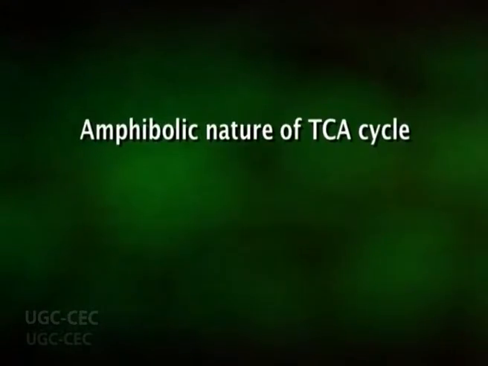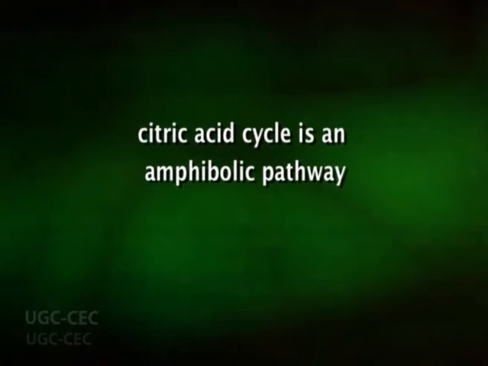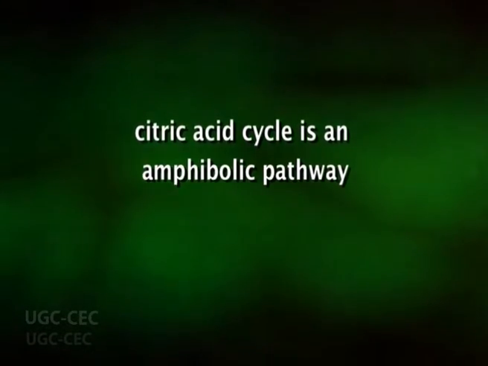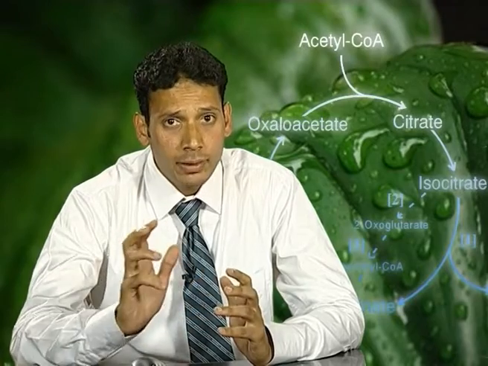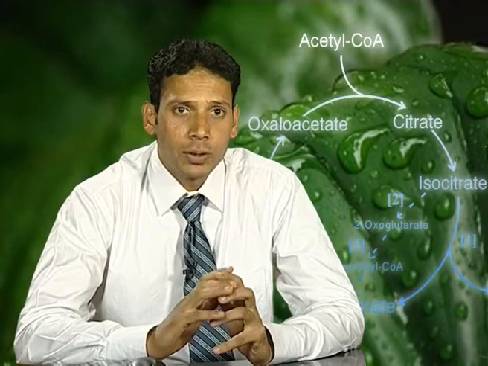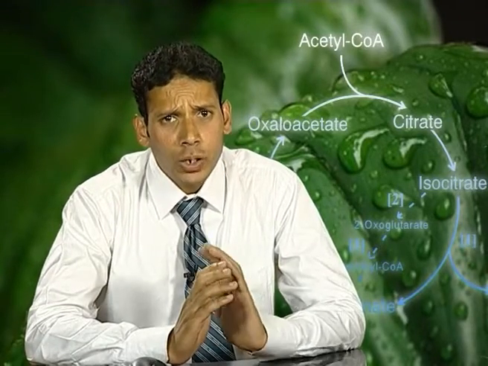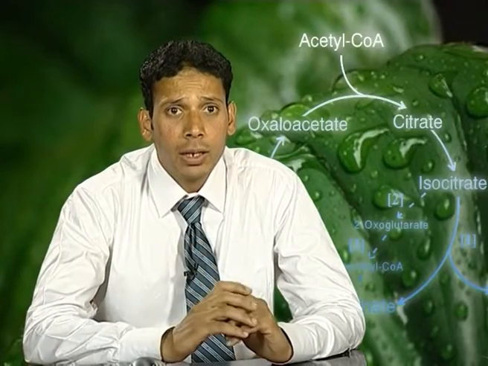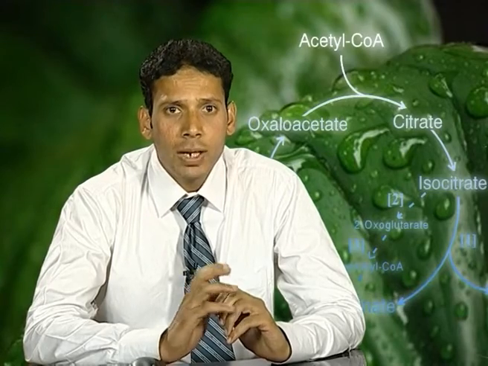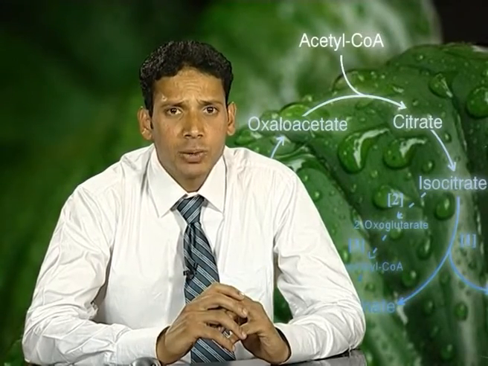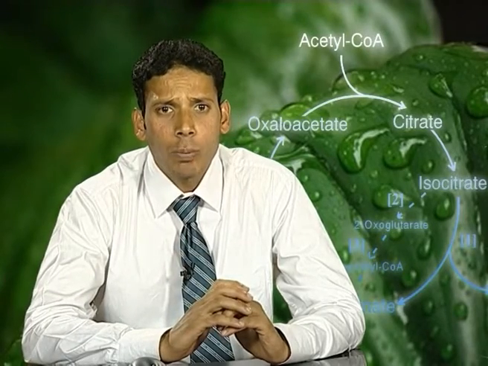Now the amphibolic nature of the TCA cycle. In the aerobic organisms, the citric acid cycle is an amphibolic pathway, one that serves in both catabolic and anabolic processes. Besides its role in oxidative catabolism of carbohydrates, fatty acids and amino acids, the cycle provides precursors for many biosynthetic pathways through reactions that serve the same purpose in anaerobic ancestors.